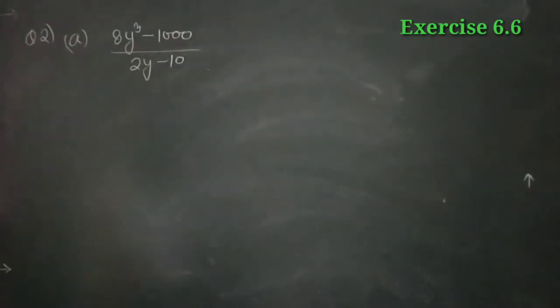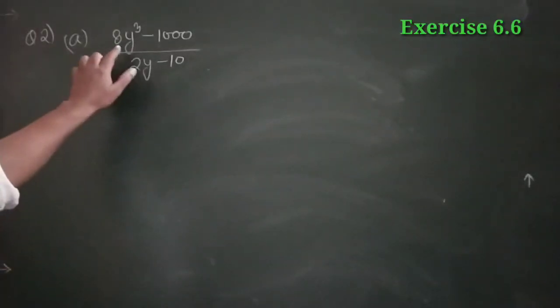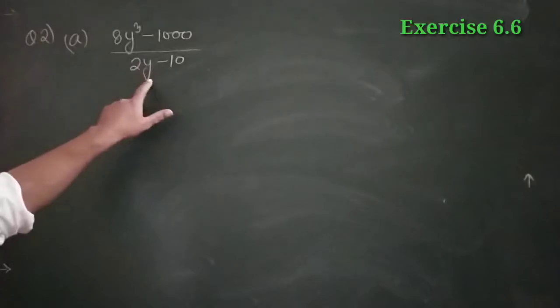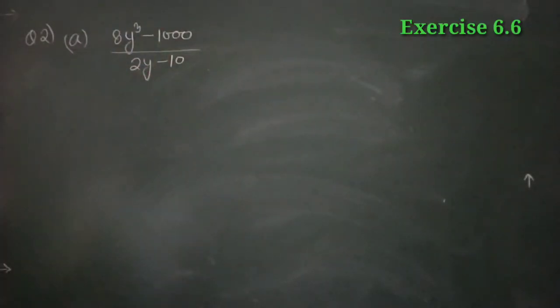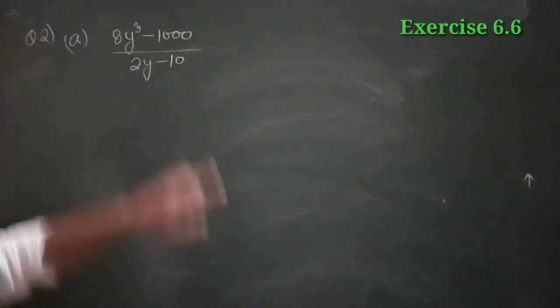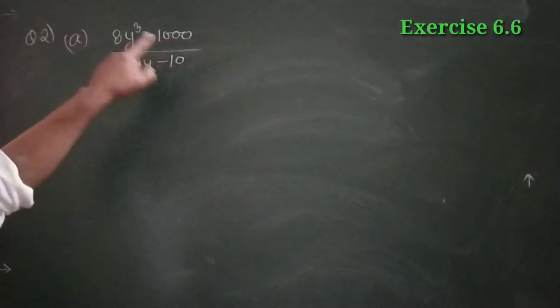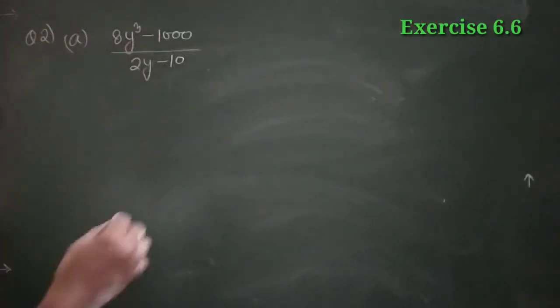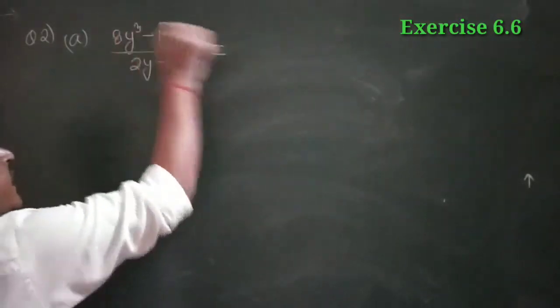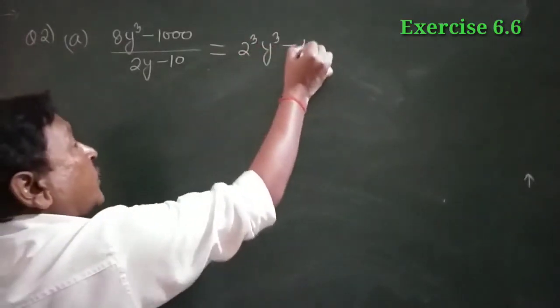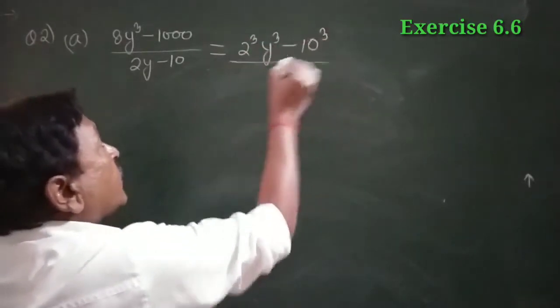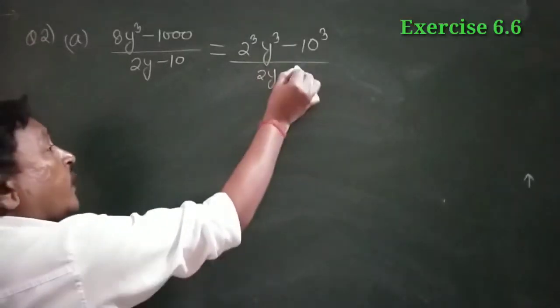Now see exercise 6.6, question number 2, first part: 8y cube minus 1000 upon 2y minus 10, and we have to simplify it, which means solve it. First of all, as I did in question 1 part C, we have to convert this numerator into the form a cube minus b cube. 8 is the cube of 2, y cube, minus 1000 is the cube of 10, upon 2y minus 10.